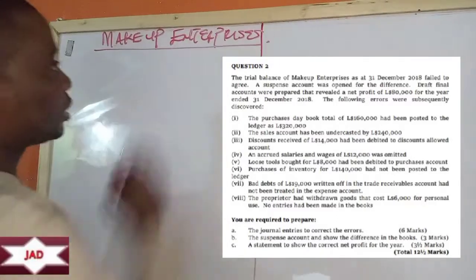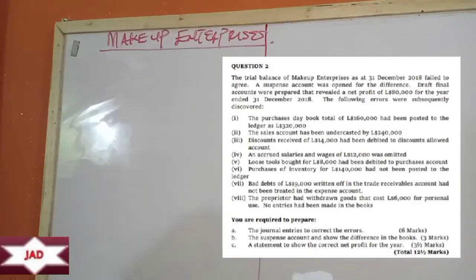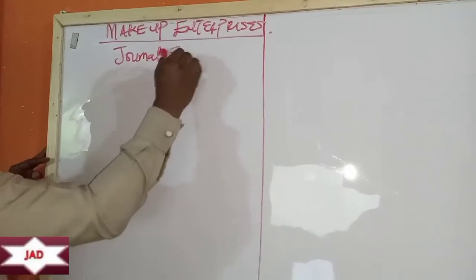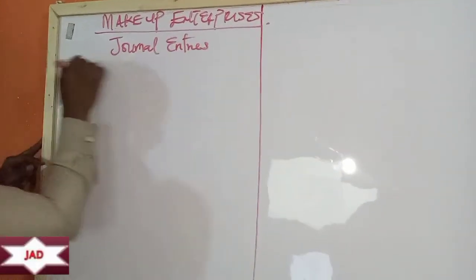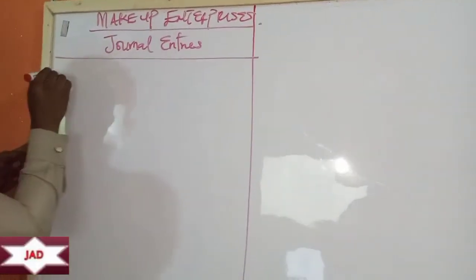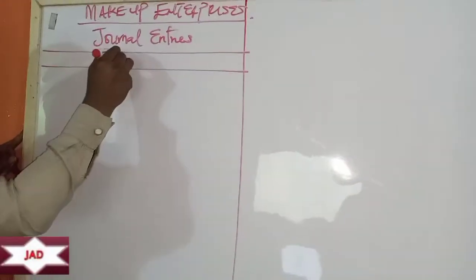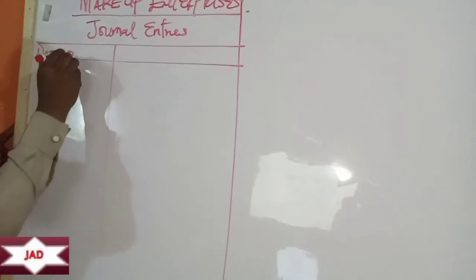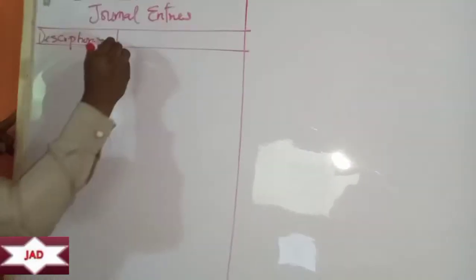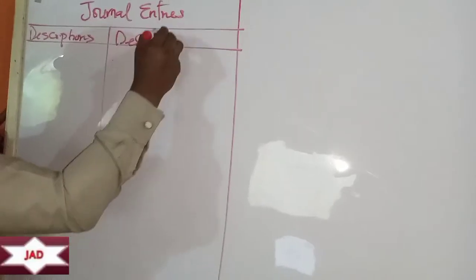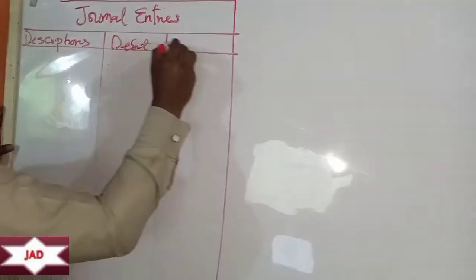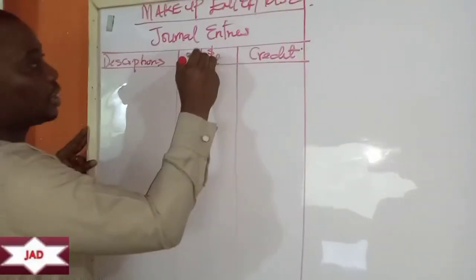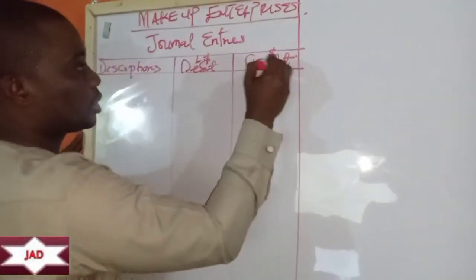So that's the name of the business. And then the first thing to prepare was journal entries. So we say journal entry. So what do we have here? Let's call this our descriptions. Let's call this debits. Okay, and then let's call this credit. Remember, it's Liberian dollars, please.